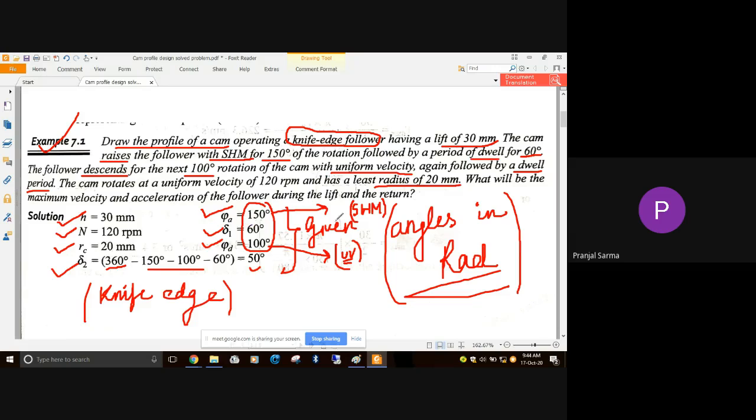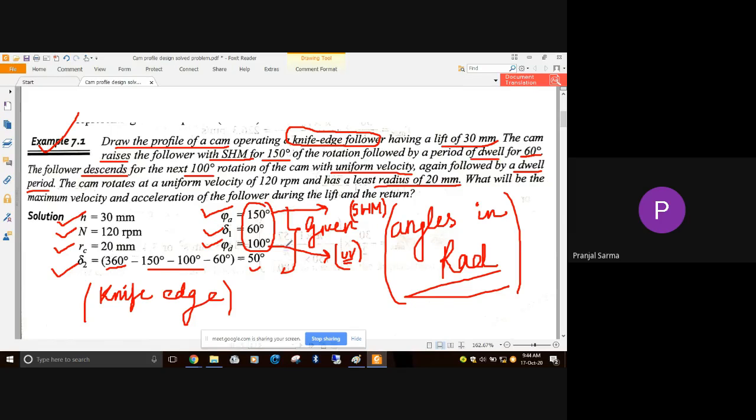For the ascent stroke, it is given as SHM, so the formula for SHM motion we should use, and for the return stroke it is given as uniform velocity, so the corresponding formula you have to use. That is the care you should take. I hope all of you are clear with this.